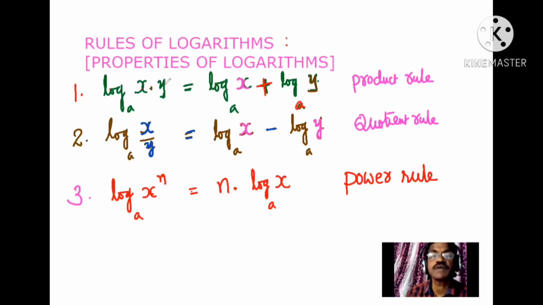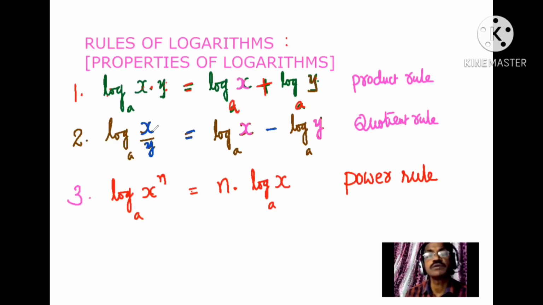Here x and y are two numbers. Here into means product of these two numbers. The logarithm of the product of the two numbers is equal to the sum of the logarithms of the numbers, that means log x base a plus log y base a.